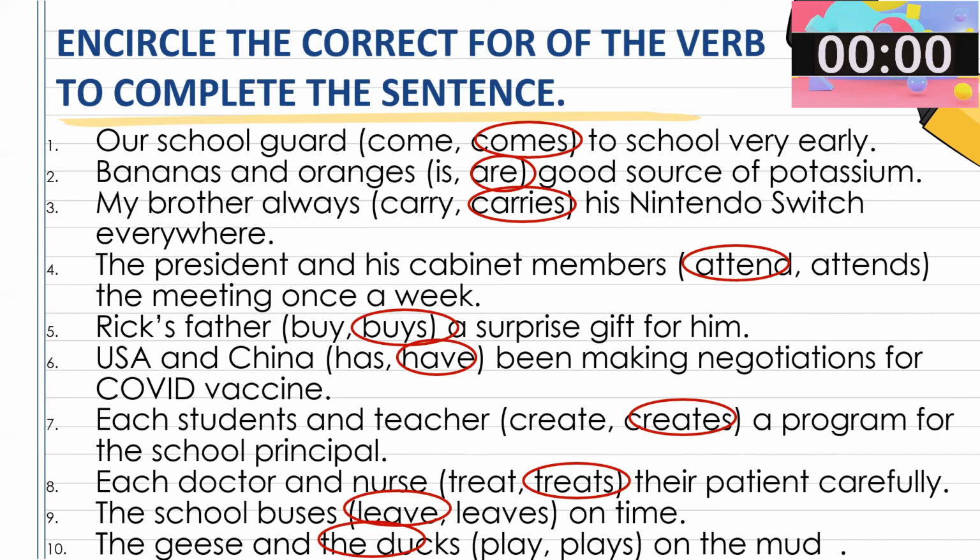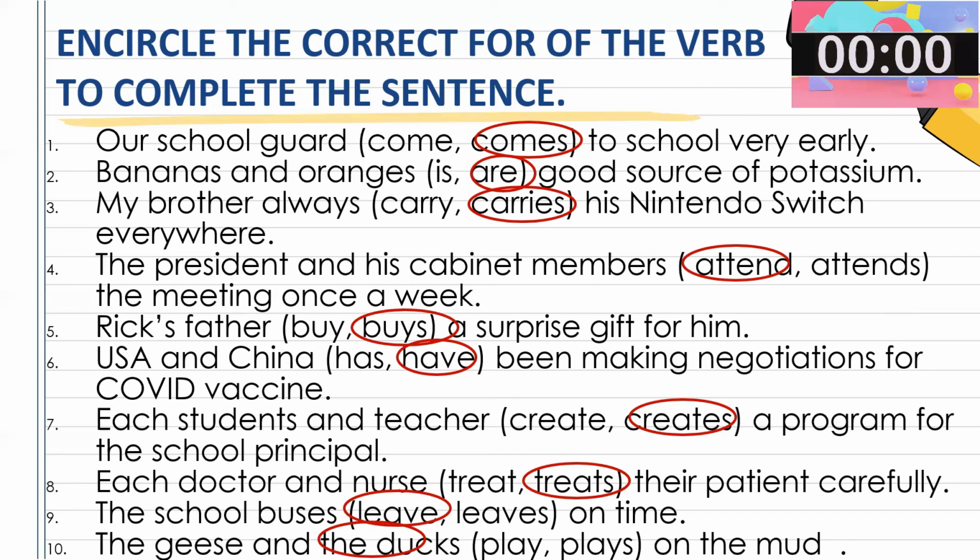6. USA and China have. Why? Because USA and China are plural subjects. 7. Each student and teacher creates. Each is singular, therefore use creates. Each doctor and nurse, treat or treats? The answer should be treats because we have each as our signifying word. 9th, the school buses leave. We use leave because our subject is buses. And lastly, number 10, the geese and the ducks play on the mud. The correct answer should be play.